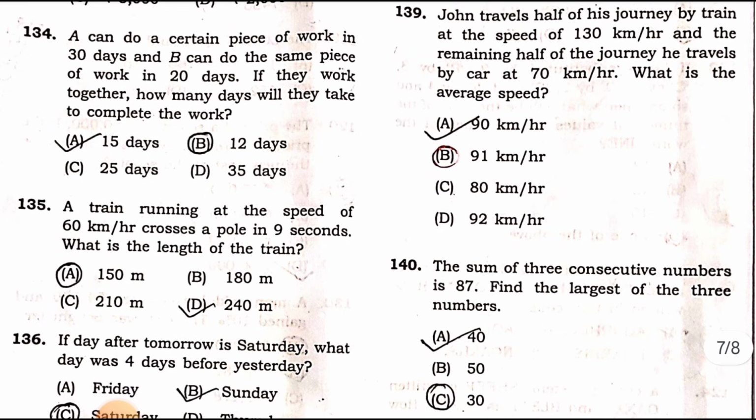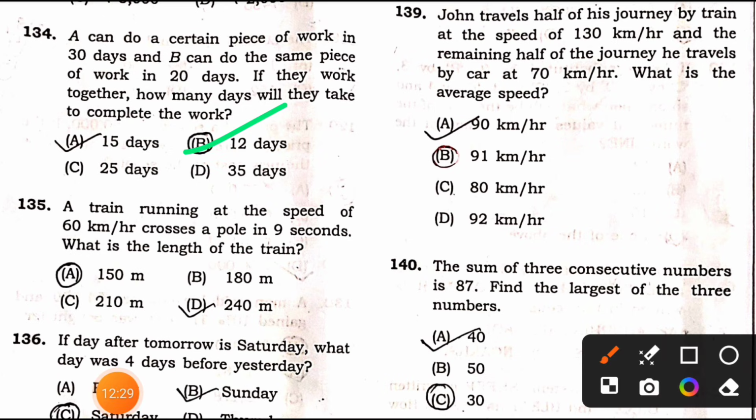134. A can do a piece of work in 30 days and B can do the same piece of work in 20 days. If they work together, how many days will they take to complete the work? The correct answer is 12 days. A train running at the speed of 60 km per hour crosses a pole in 9 seconds. What is the length of the train? The length of the train is... correct answer is A, 150 meters.